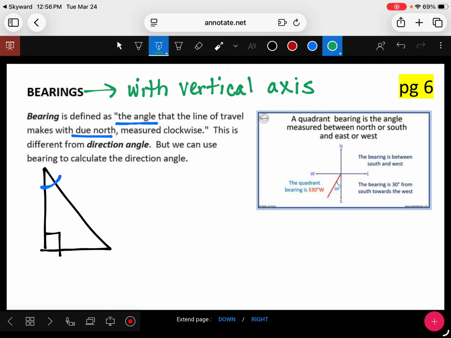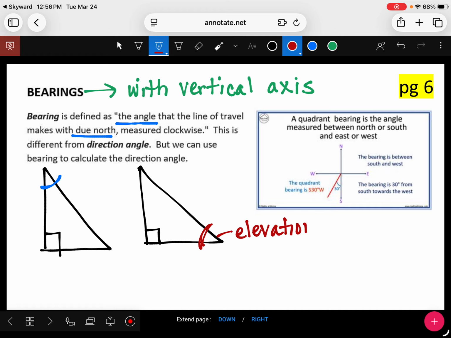All right, when we're talking about an angle of elevation or an angle of depression, let me go ahead and redraw the same right triangle. That's with the horizontal. So this would be an angle of elevation, and the one at the top is a bearing. So it's really important that you can differentiate where we are looking for the angle.